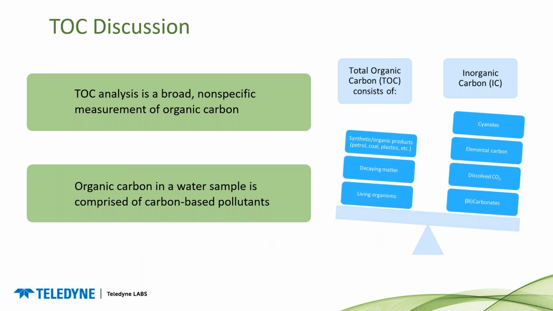TOC analysis is a broad, non-specific measurement of organic carbon. Organic carbon in a water sample can be comprised of carbon-based pollutants, including volatile and semi-volatile organics, oils and greases, bacteria, living microorganisms, and decaying matter. Total carbon in water also contains inorganic carbon, or IC, which can be cyanides, elemental carbon, dissolved CO2, carbonates, and bicarbonates. To get a TOC result, the analyzer must distinguish between TOC and IC. Later, I'll explain the methodology used to remove IC from the sample to get the final TOC result.